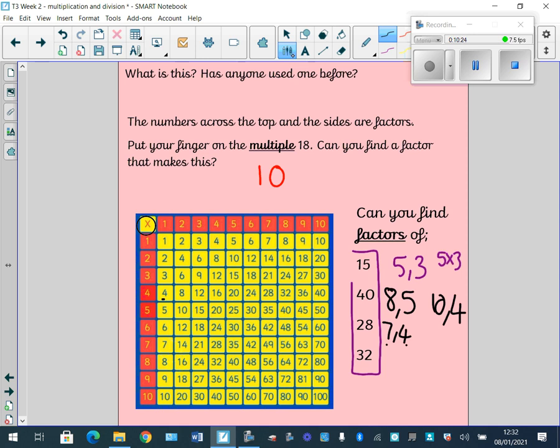Okay, next one. We've got 32. Let's find 32. Excellent. 4 times 8 is 32. Is there any other 32s on here? Here we go. Again, 8 and 4 are our factors. Brilliant. So just on this multiplication grid here, it'd be 8 and 4. I hope you managed to solve those, children. Well done.